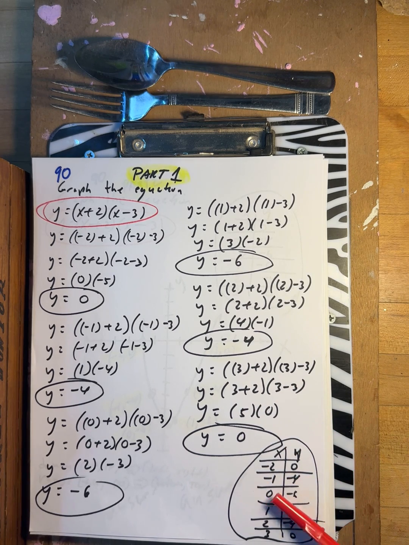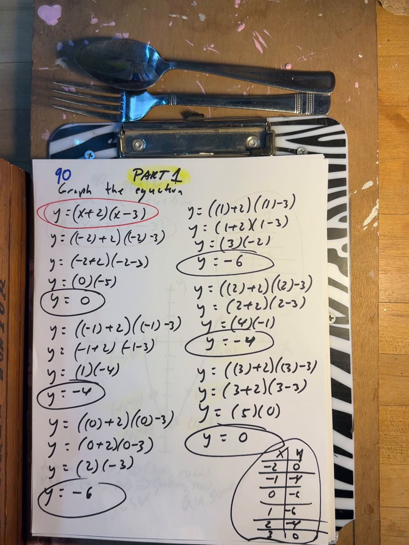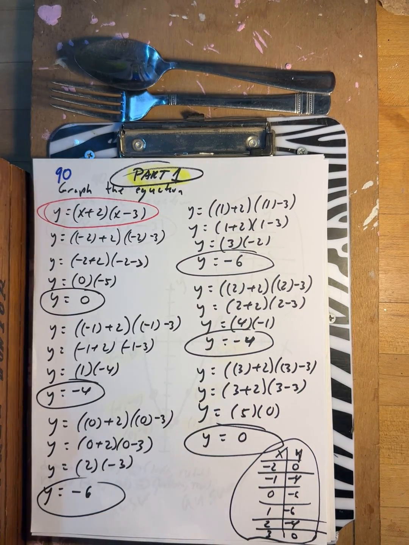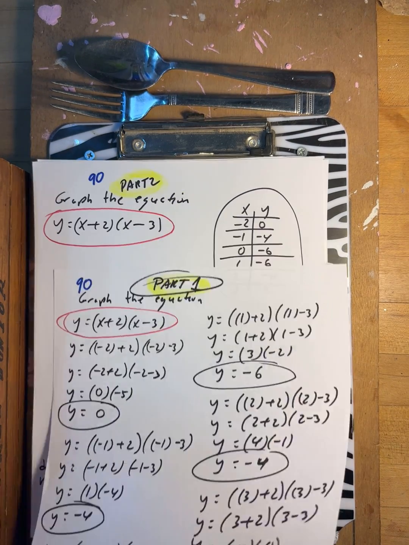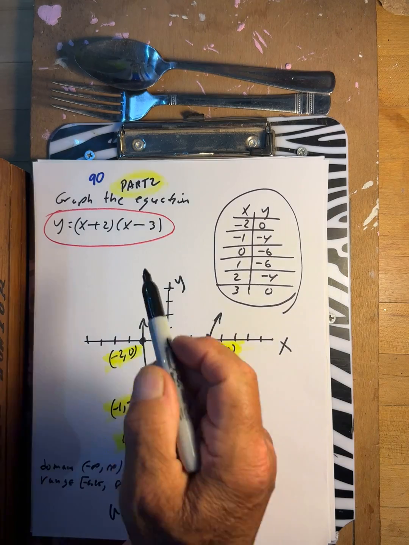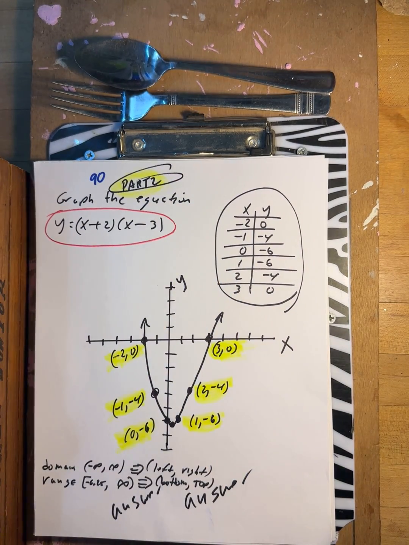Negative 1, negative 4. 0, negative 6. 1, negative 6. 2, negative 4. 3, and 0. That's enough. We can graph it now. Okay. We got part 1 done here. So now, let me put a circle on this. Let's do part 2. I'm going to graph it now. This is a quadratic.